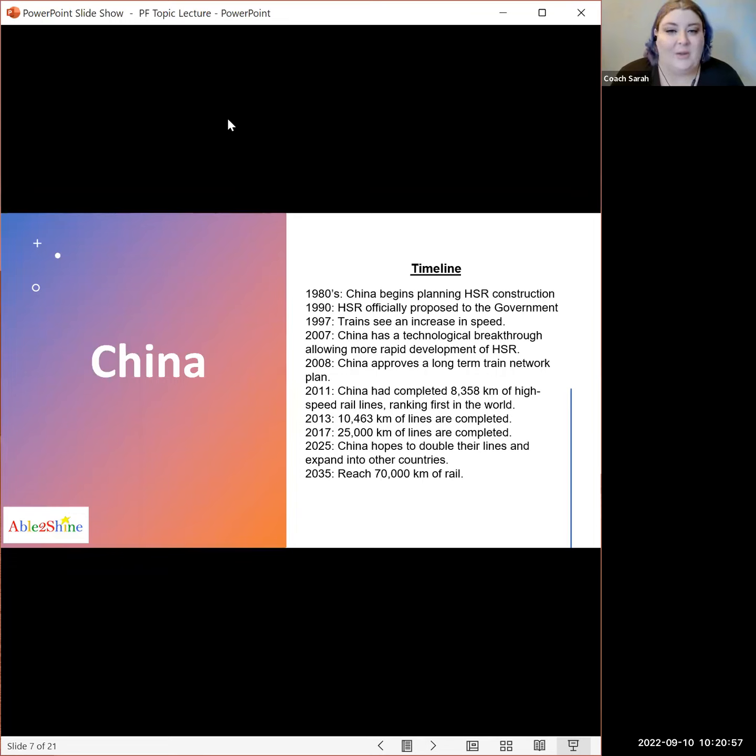By 2011, they complete 8,358 kilometers of high-speed rail lines, which blows them past every other country in the world. 2013, they increased that to 10,463 kilometers. In 2017, 25,000 kilometers. And by 2025, China wants to double that to 50,000. And by 2035, reach 70,000 kilometers of rail. This is a big picture vision for the government of China. It is one of their goals to finally interconnect the whole of their country and even beyond that.